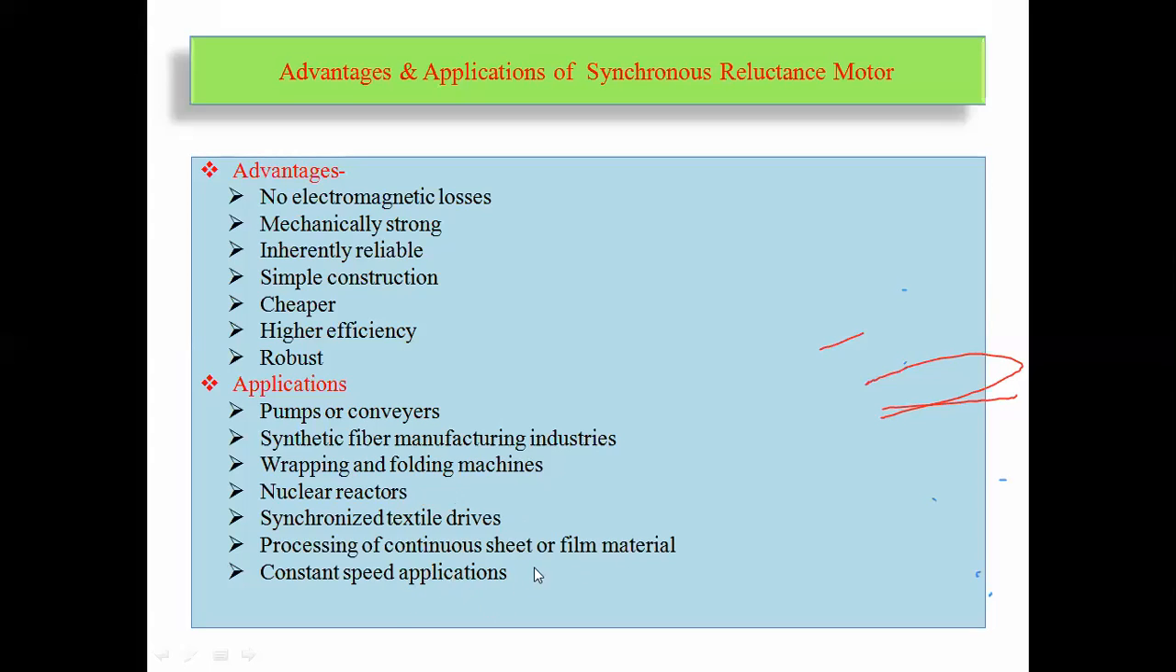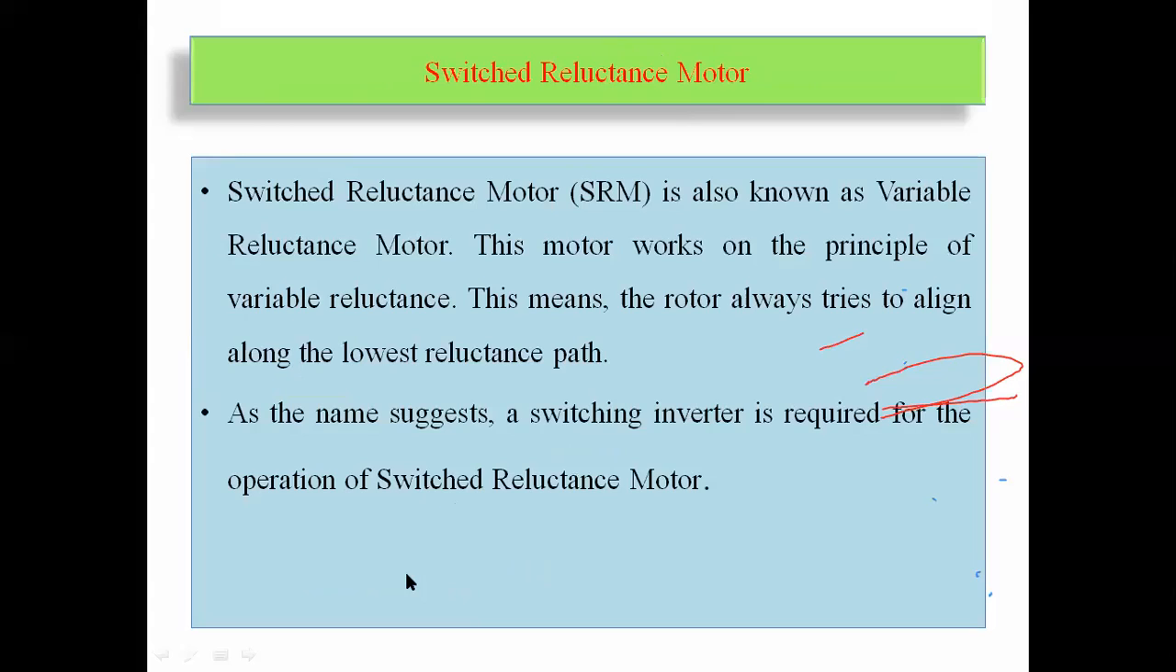So basically, as you know, the synchronous reluctance motor operates at synchronous speed. So these machines or motors are basically for constant speed applications. Now we will see about the switched reluctance motor.